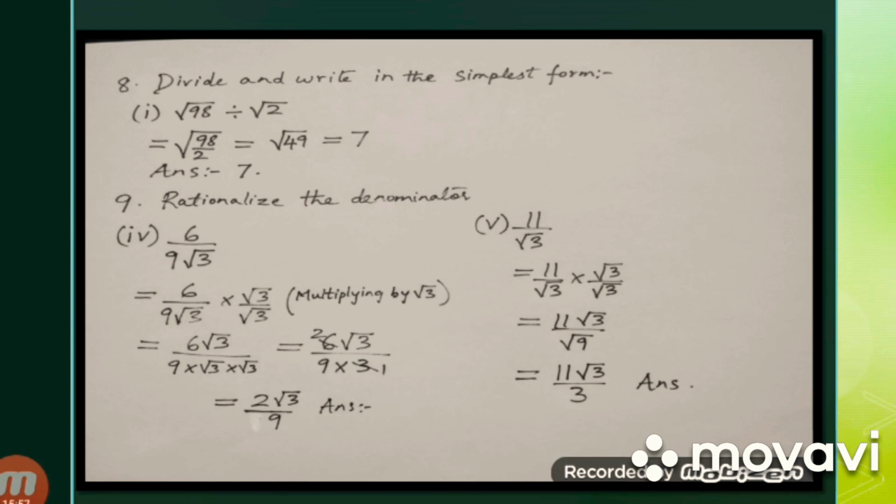And fifth, 11 upon root 3, that is equal to 11 upon root 3 into root 3 upon root 3. We are multiplying the numerator and denominator by root 3, and that is equal to 11 root 3 upon root 9, and that is equal to 11 root 3 upon 3.